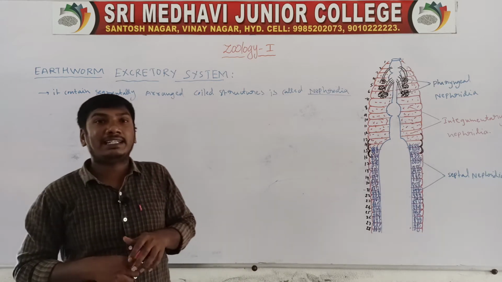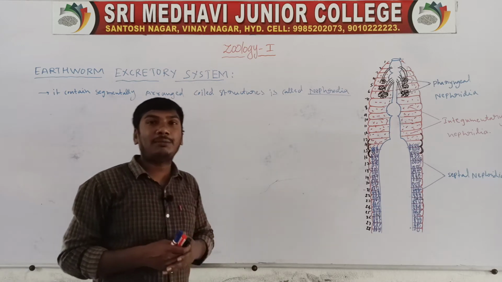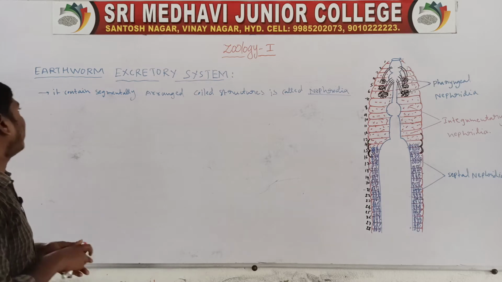They are arranged from the segments. So the earthworm excretory organs are the nephridia. Next one.